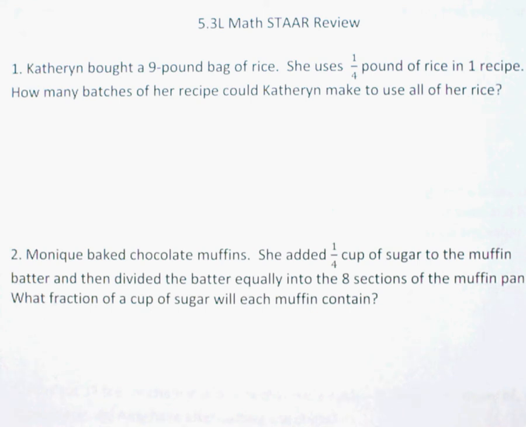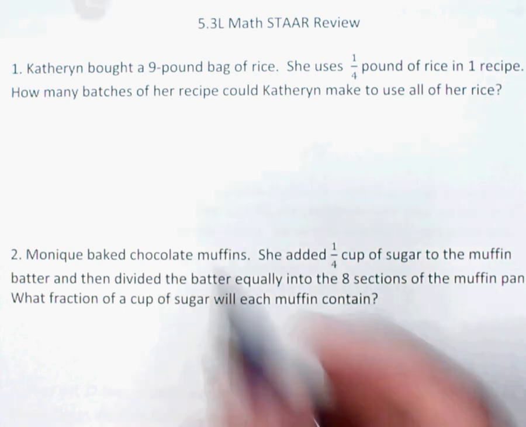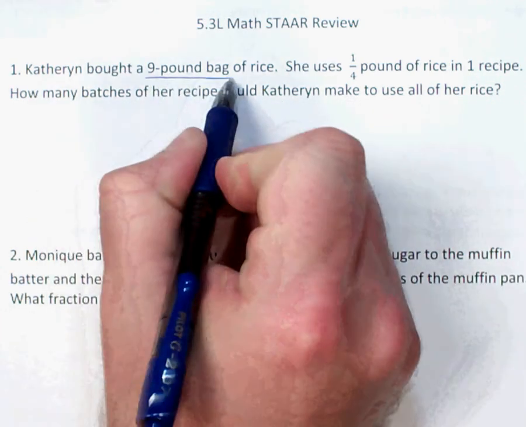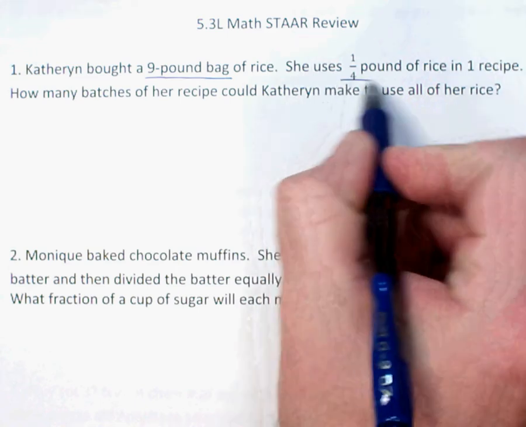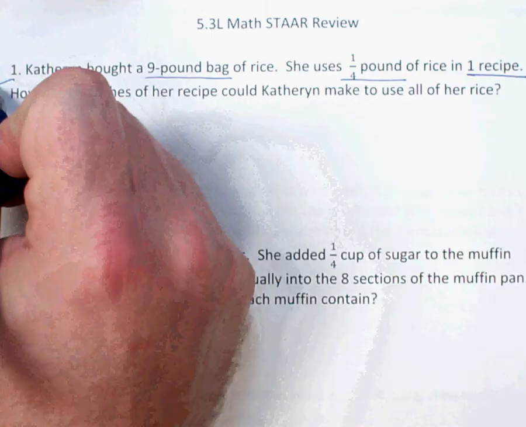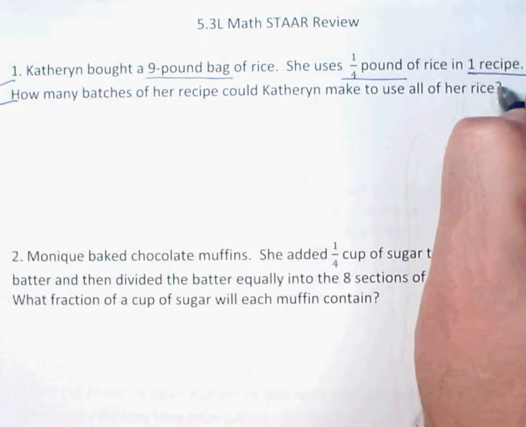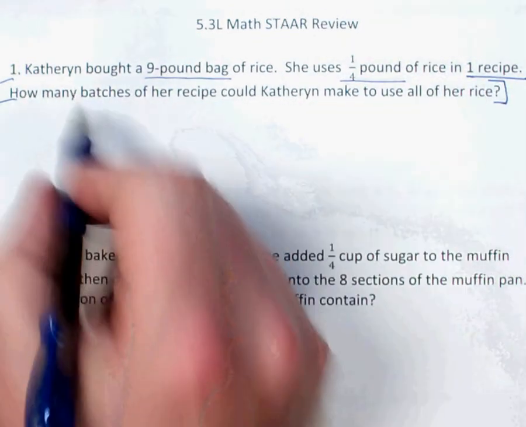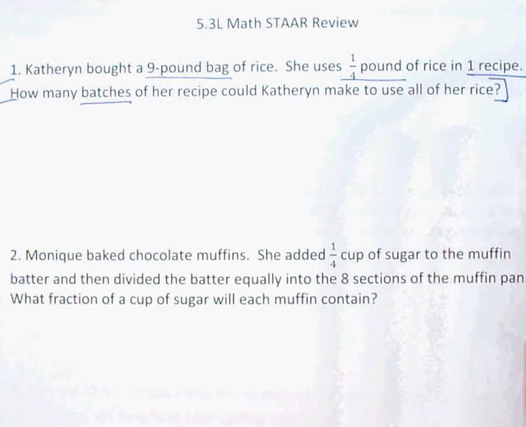We're going to spend a lot of time decoding the word problems on this. We're going to go through every problem on the companion assignment. All right, number one. Catherine bought a 9-pound bag of rice. She uses 1/4 pound of rice in one recipe. How many batches of her recipe could Catherine make to use all of her rice?